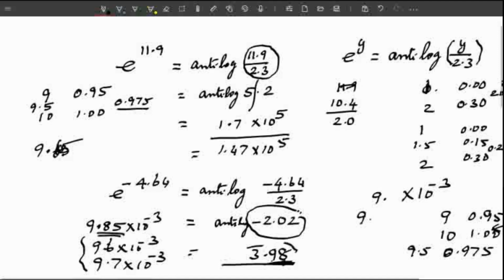But we have to take the antilog for the 0.98. Therefore, the value should be higher than 9.5. It is very near to 9.5. Therefore, it will be 9.6, that is 9.6 in 10 power minus 3. In this way, you can take the exponential form of any number, whether it's plus or minus.